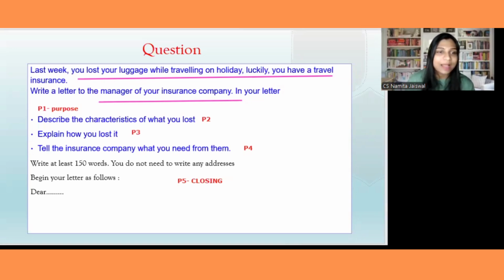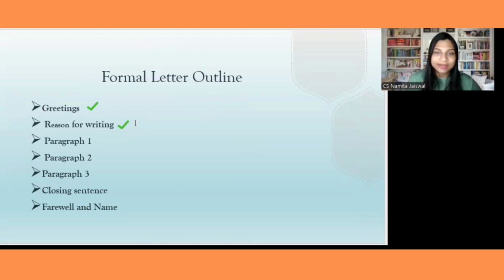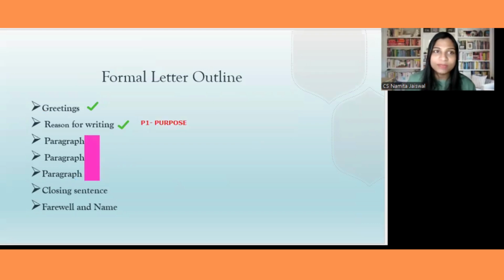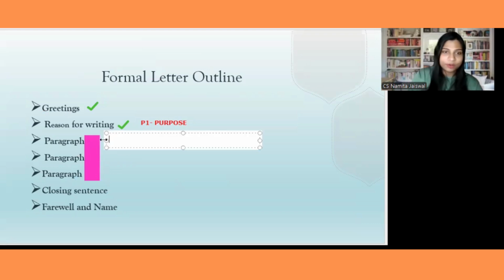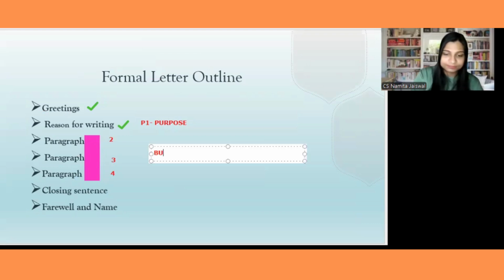Now, let's understand the outline properly. So, you'll start with greetings. Number 1. Reason for writing, this is your paragraph 1. That is where you're writing the purpose of the letter. Paragraph 1, paragraph 2, paragraph 3. So they have written like this. But again, I consider this my paragraph 1. You can consider this as paragraph 2, 3 or 4, right? So this is how you can do it to make it easy. There are few people who write like this. But this is going to be your paragraphs 2, 3, and 4, where you are going to cover the bullet points.